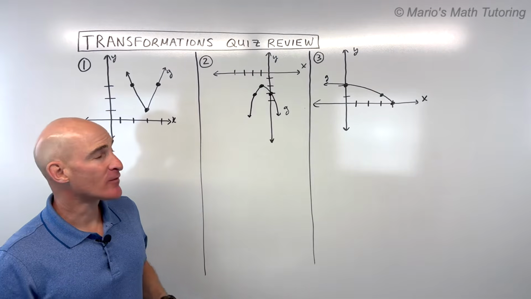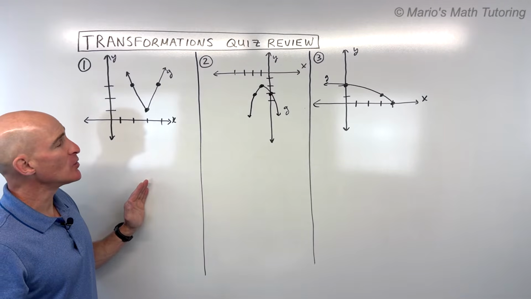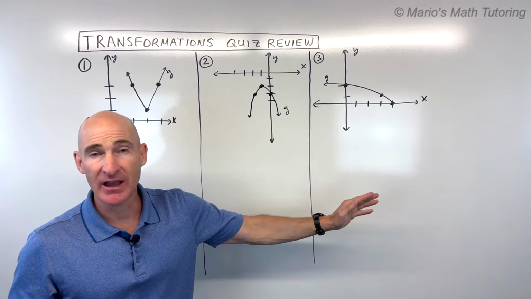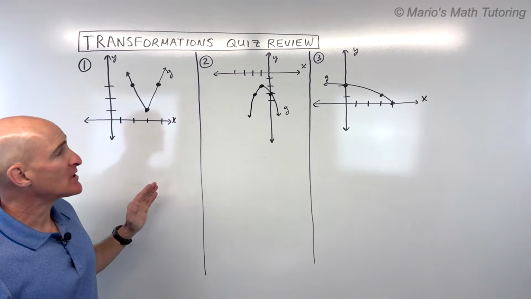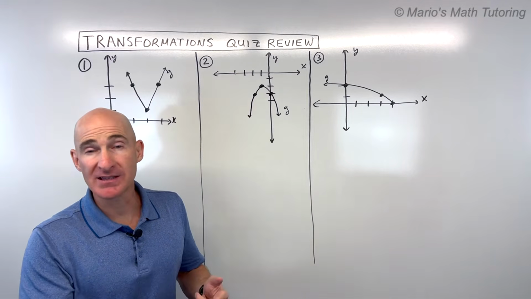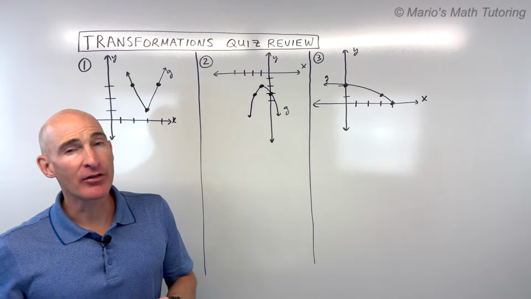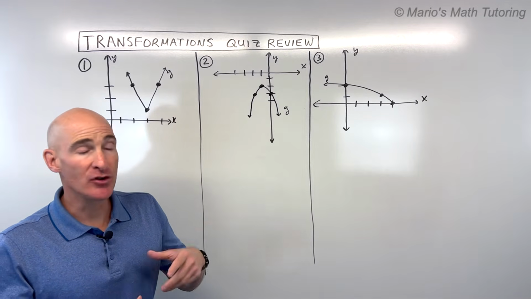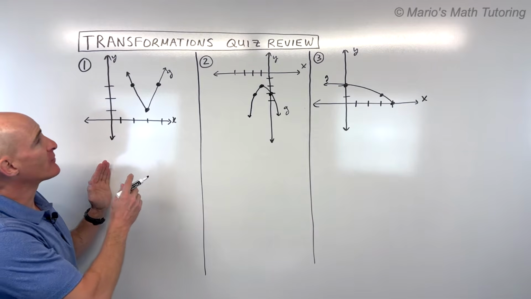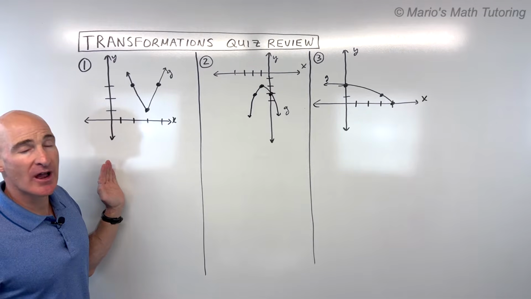So let's dive into this first group of questions. The first thing you want to do is name the parent function, f of x. Then you want to describe the order of transformations. Make sure you do them in order, that's important. And then part 3 is you want to write the equation of the new function, g of x. So what would you do for 1, 2, and 3? Go ahead and pause the video, try those.